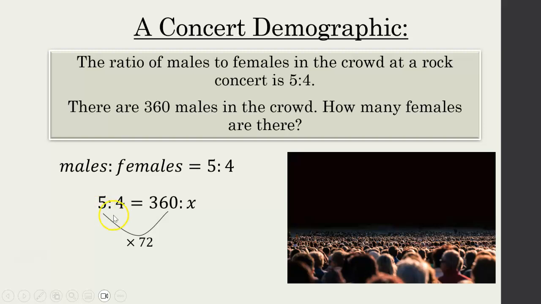Whatever I do to the 5, I have to do to the 4. So remember, we're looking for how many females. So there's 360 males, how many females? Well, I have to do the same thing to the 4. So 4 times 72, well, that's going to be x. So 4 times 72 is equal to 288, which is x. So the ratio of males in the crowd, if it was 360, it would be 288 females in the crowd. It would be 360 males to 288 females.